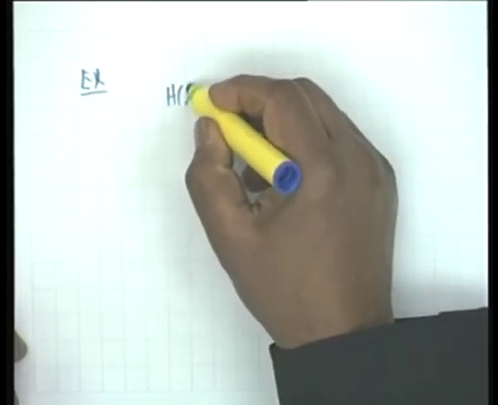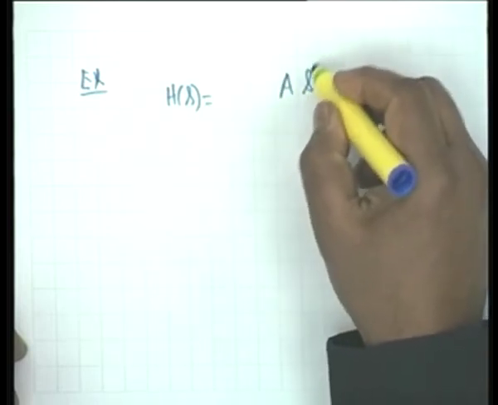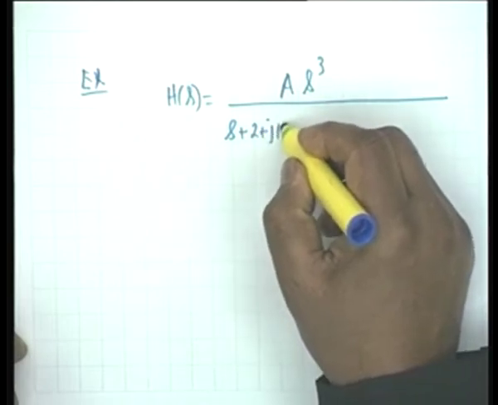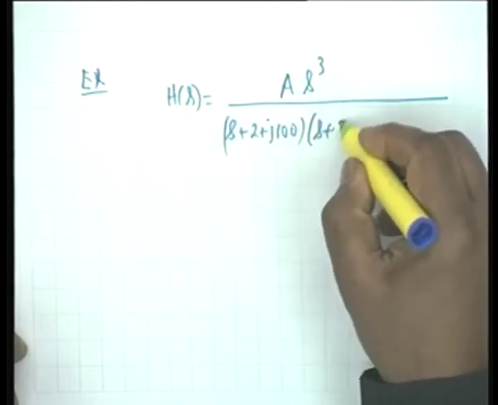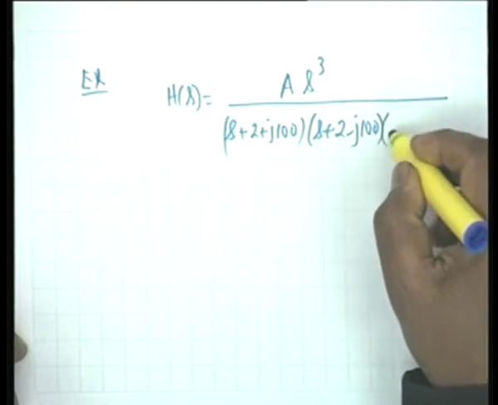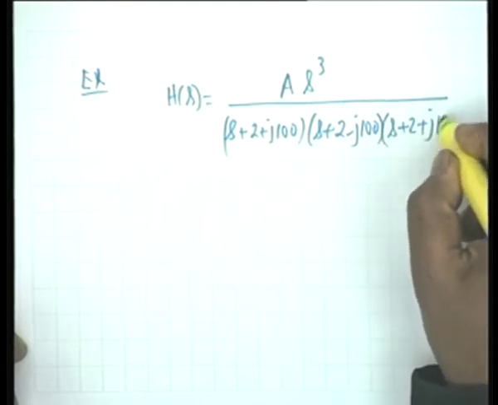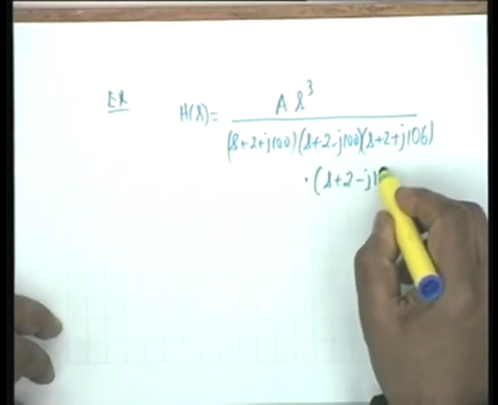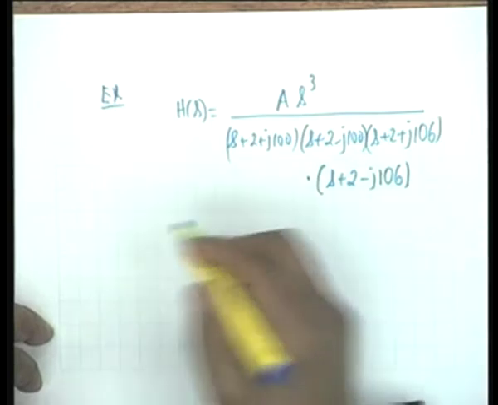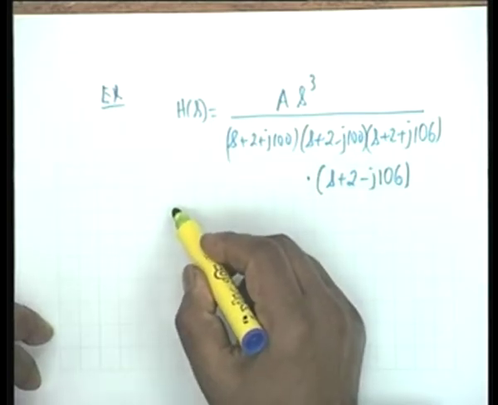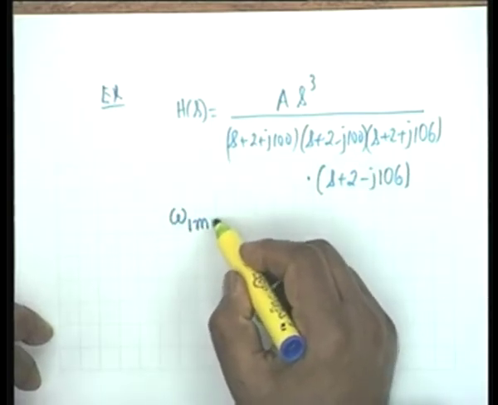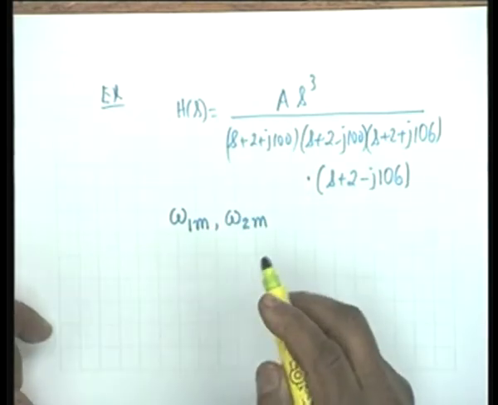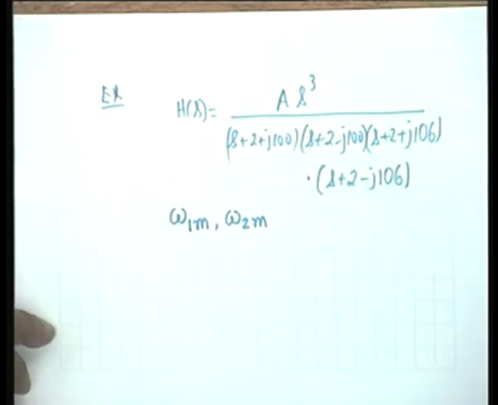a transfer function which was given as A s cubed divided by (s plus 2 plus j100)(s plus 2 minus j100), then (s plus 2 plus j106) multiplied by (s plus 2 minus j106). This was the transfer function, and we wanted to find out the frequencies of maxima, omega 1m, omega 2m, where does the transfer function attain a maximum value.